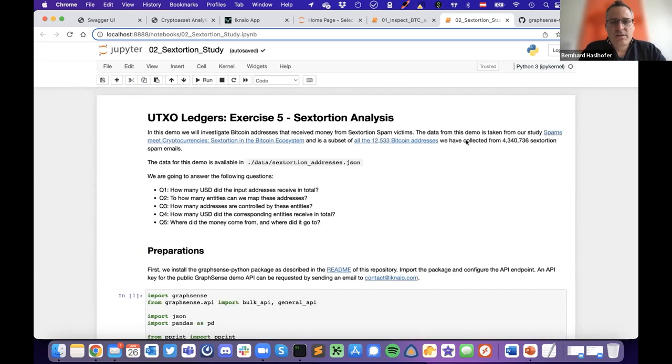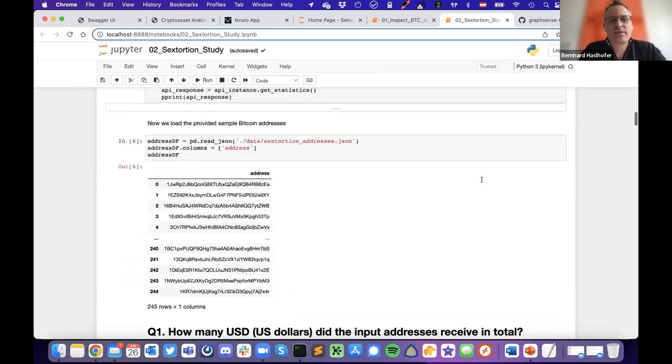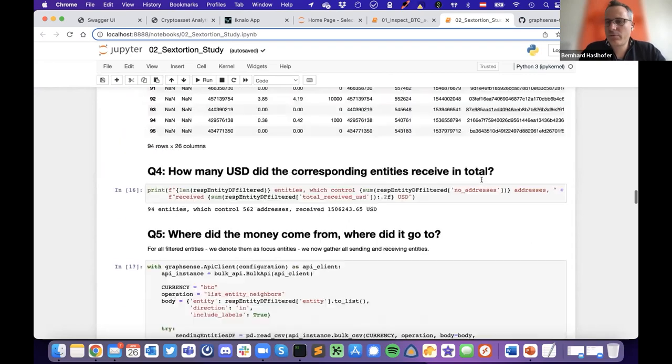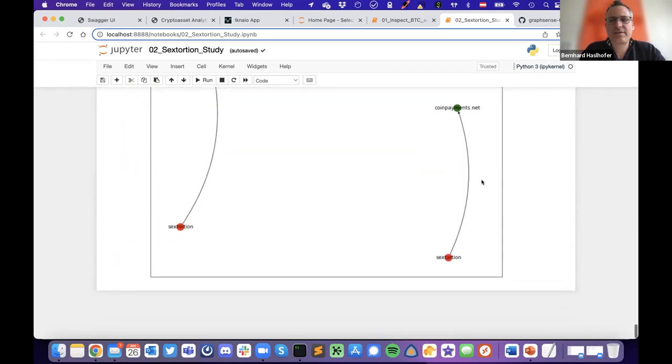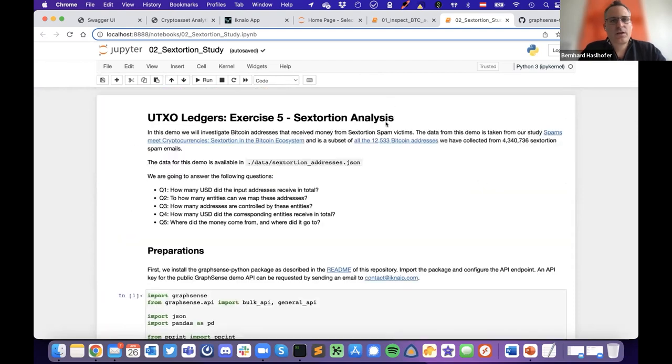So I would recommend, if you're interested in learning more about how to use the API, and especially the data frame capability of the API, which I personally find very useful because I like to work with data frames instead of JSON objects, then I highly recommend going through this notebook, which should be pretty self-explanatory. Okay, so it's 3:30 and we are approaching the end of this session.